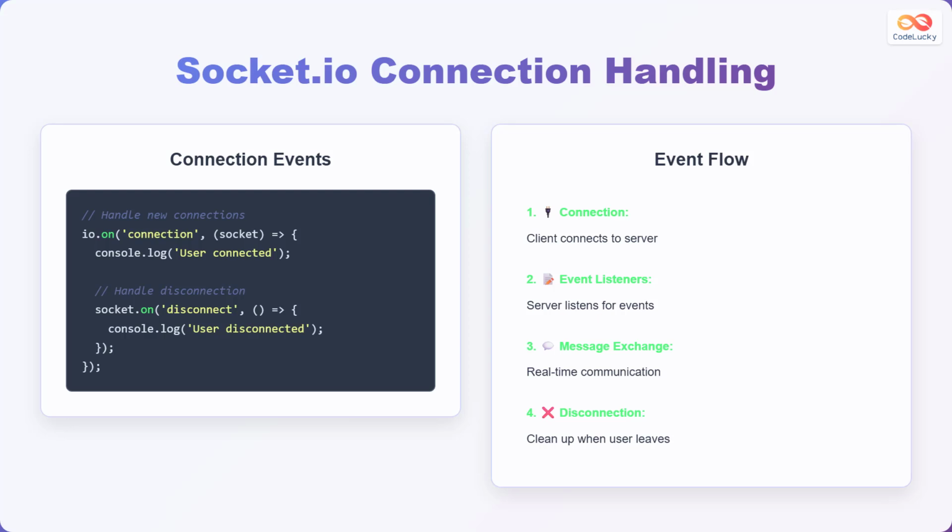Now let's dive into Socket.io connection handling. We will handle new connections using io.on and listen for the connection event. When a new user connects, we will log a message to the console. We will also handle disconnections. For this, we will listen for the disconnect event on each socket. When a user disconnects, we'll log another message to the console.